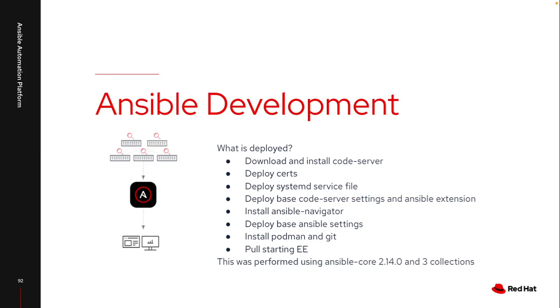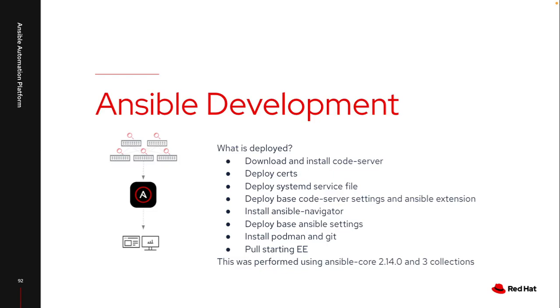And then I pull in the starting execution environment that is added into both Ansible Navigator as well as added into the Ansible Code Server extension. So it gives you that capability right off the bat to start leveraging automation without really needing to set up anything else. So this is all done for me using Ansible Core 2.14.0, and there are three collections that I leverage. Those are all stored in the repository, so you can see exactly what collections I leverage if you want to deploy this yourself.